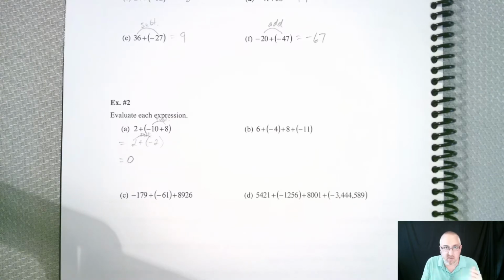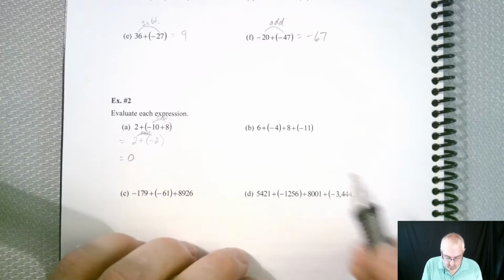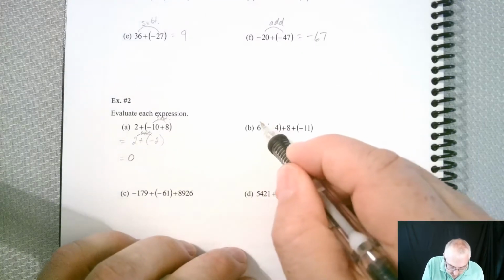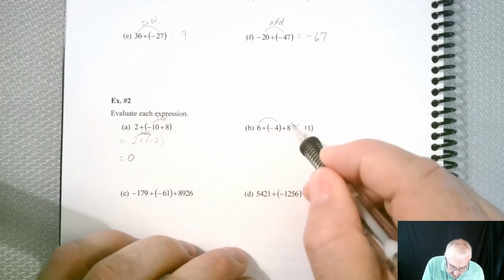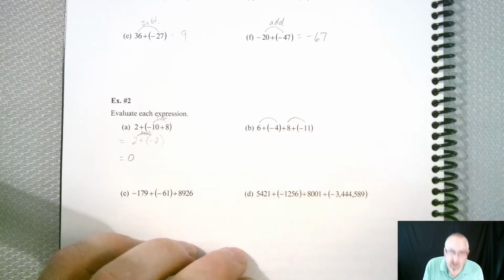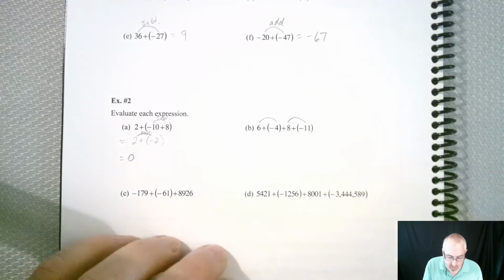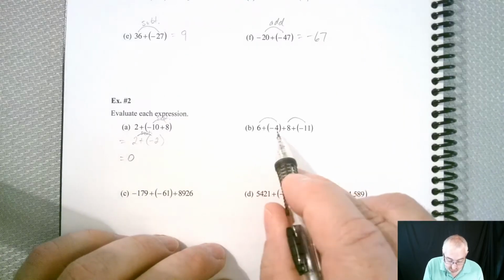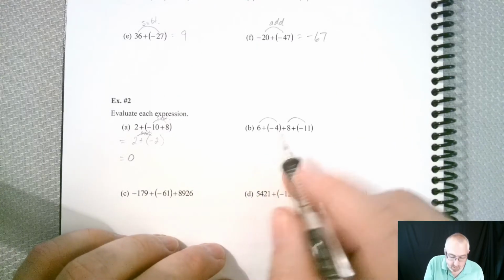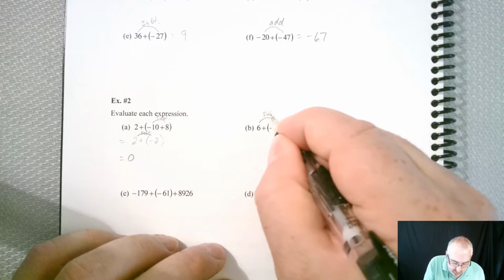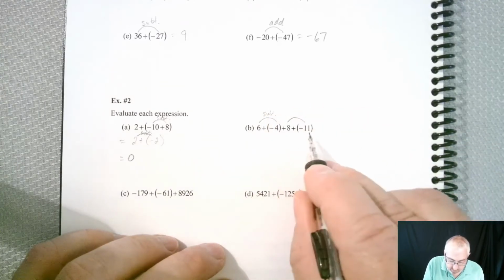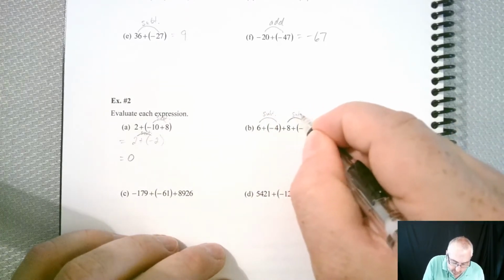But when there's lots of operations in there, which we're going to see later, you're going to want to go from left to right. So now in this case, we can say, okay, well, let me group together these two, and I'll group together these two. That's okay to do. All right, so now the first two signs are different. We know we got to subtract. Signs are different. We know we got to subtract.